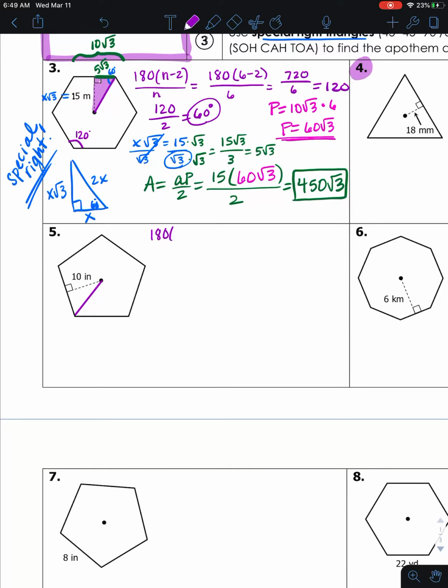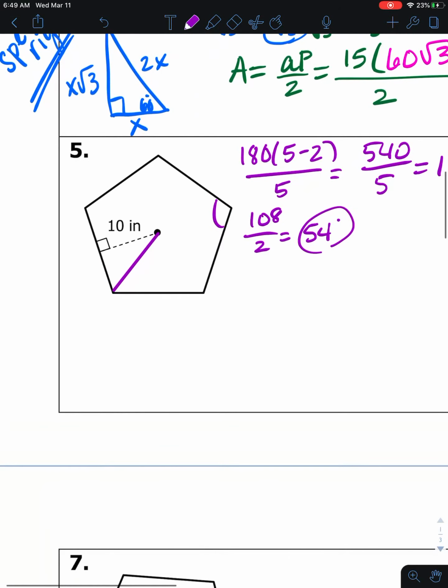Step 2 is calculate the angle. That's going to be 180 times, this is a pentagon, so (5 minus 2) over 5. So that's 180 times 3, divided by 5. That's 540 divided by 5, which is 108 degrees, the measure of each interior angle. But then don't forget, you want to take that 108 and divide it by 2, which is 54 degrees. So 54 degrees is the measure of this angle here.